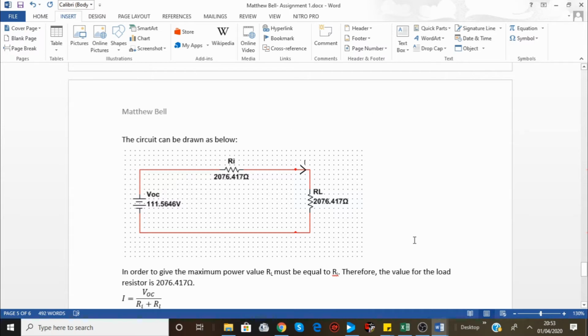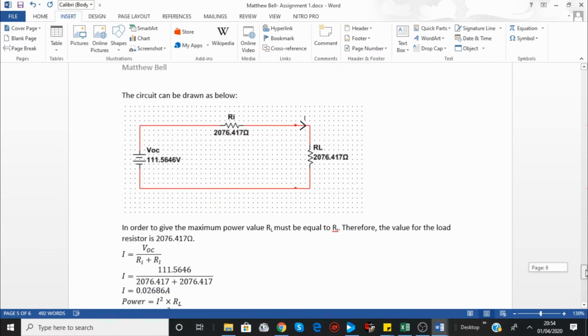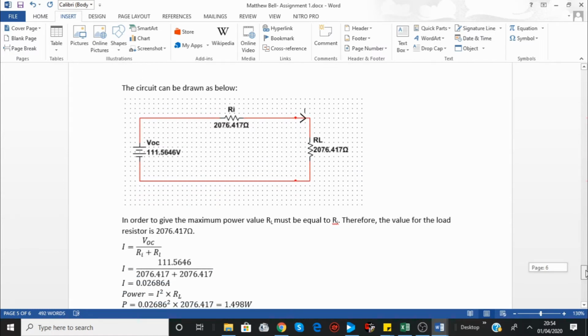2076.417 ohms. Now, to have the maximum power transfer to the load, the condition is when RL equals RI, you have the maximum power transfer to it. So RL has to be exactly the same as RI. That's just the principle, and we've proven that in the class. But as long as you know RL equals RI, that'll give you the maximum power.